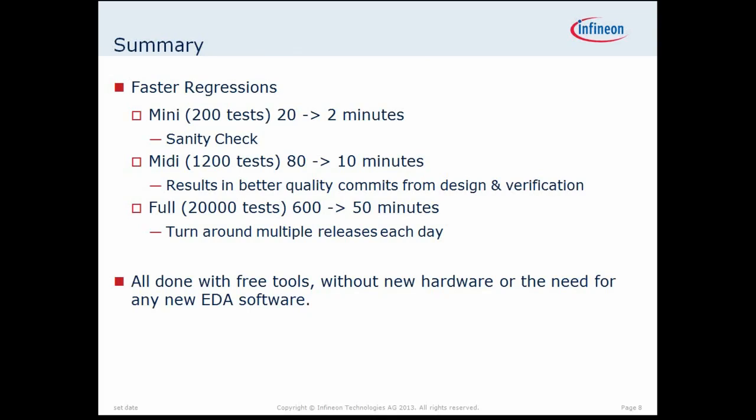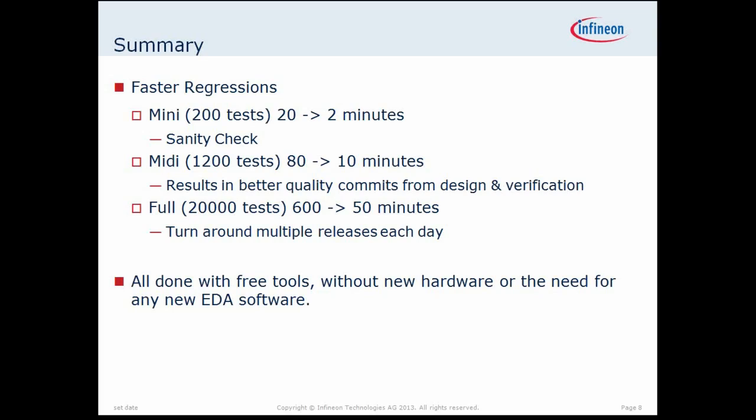We have a midi regression. Now this gives us a much better quality check on changes that engineers are making to design or verification code. And this midi regression of 1,200 tests used to take 80 minutes or an hour and a half. And now we've reduced that to 10 minutes. So this is now the new coffee break regression. And another thing that we can do, the good advantage is that the example I've been working through all the time is the full regression of 20,000 tests. This was up at 10 hours, and we've now reduced that to less than an hour. I've actually seen it run through in 40 minutes.